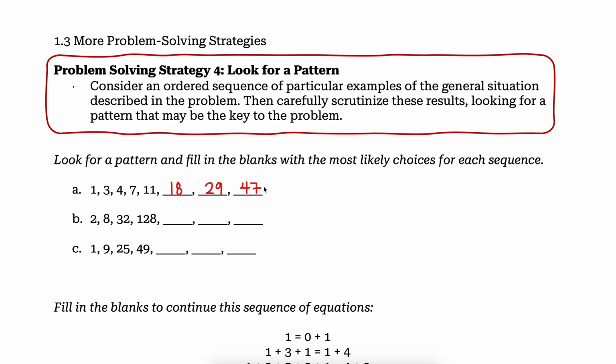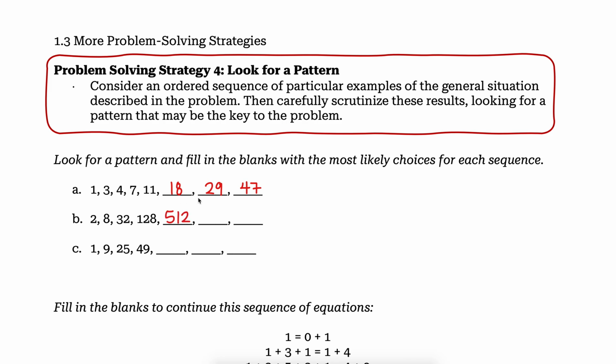The next one, we have 2, 8, 32, 128. In this case, you're not adding at all, but rather you're multiplying. If you take each term and multiply it by 4, you'll get the next term. So 2 times 4 is 8. 8 times 4 is 32. 32 times 4 is 128. So just continue. 128 times 4 is 512.